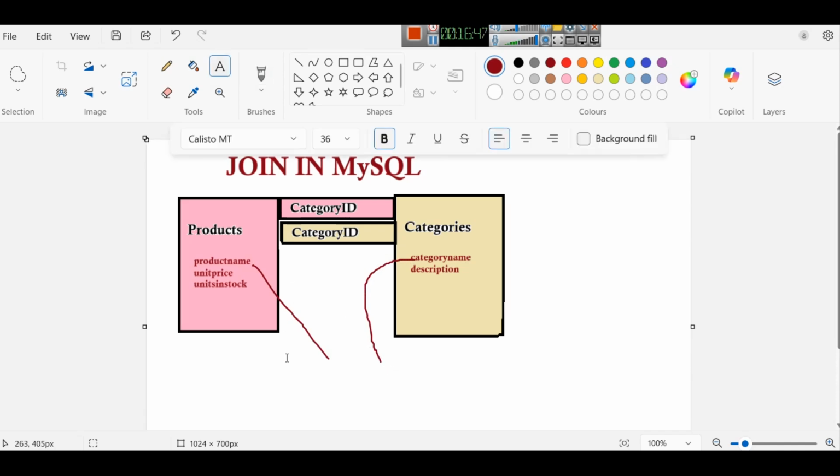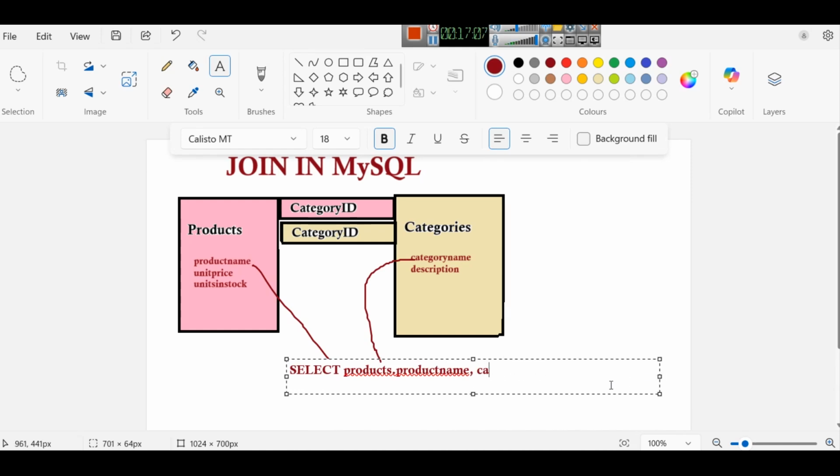So what will we write? Select. But when we are selecting something, we have to give reference of that table, otherwise it will not work. So we'll write select products dot product name, comma, categories dot category name, right?